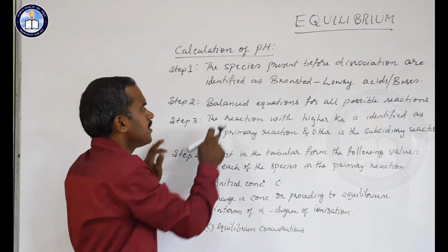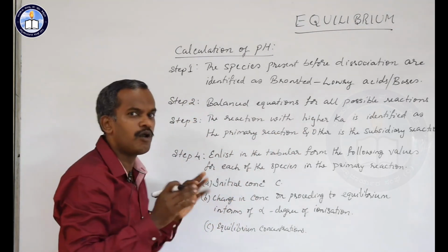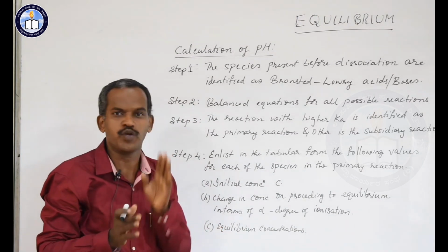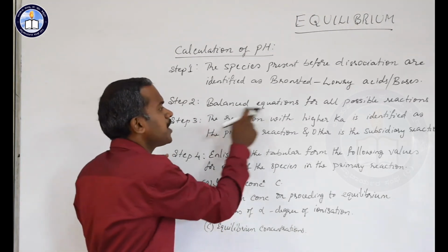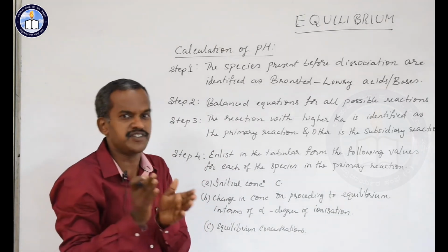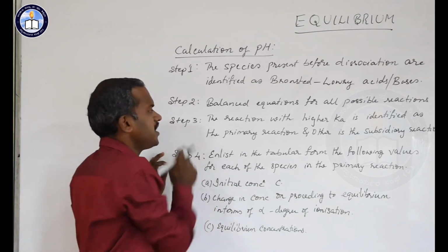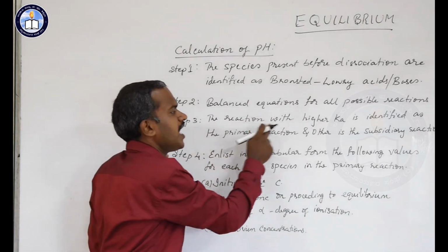Second step, balanced equation for all possible reactions. Now when I say all possible reactions, we usually get 2 reactions here, so you have to write a balanced equation. So second step, after identifying which is acid and which is a base, you have to write a balanced equation. Step 3, the reaction with the higher Ka.